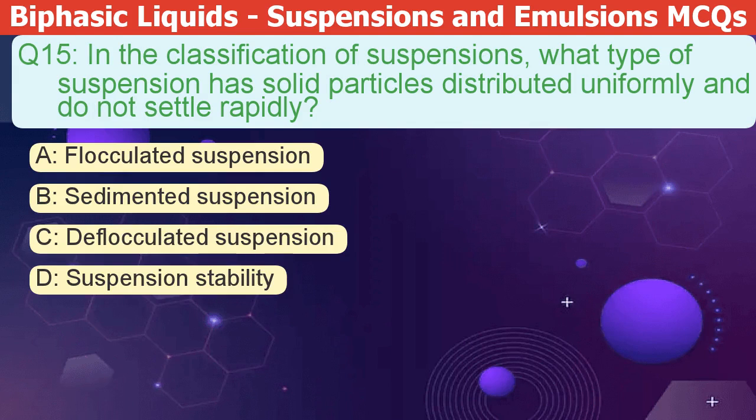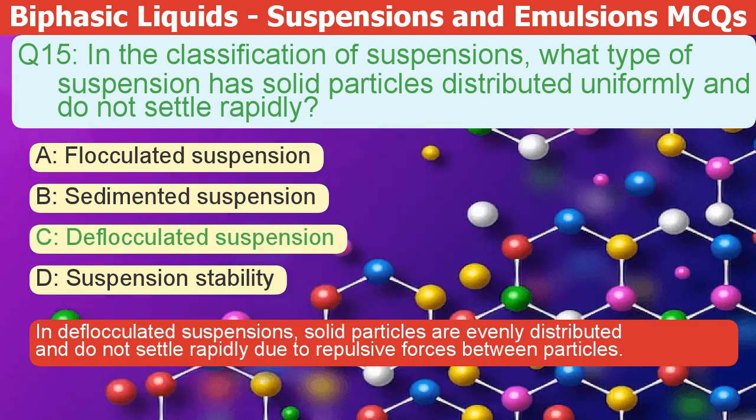In the classification of suspensions, what type of suspension has solid particles distributed uniformly and do not settle rapidly? A. Flocculated suspension. B. Sediment suspension. C. Deflocculated suspension. D. Suspension stability. The correct answer is C. In deflocculated suspensions, solid particles are evenly distributed and do not settle rapidly due to repulsive forces between particles.